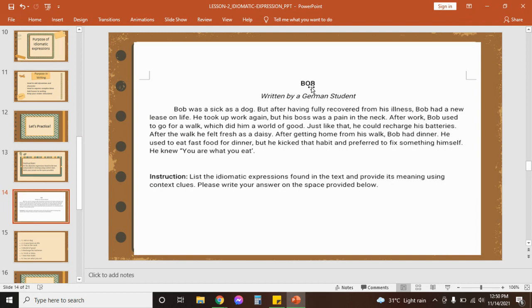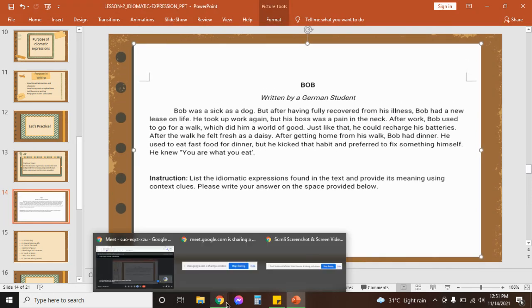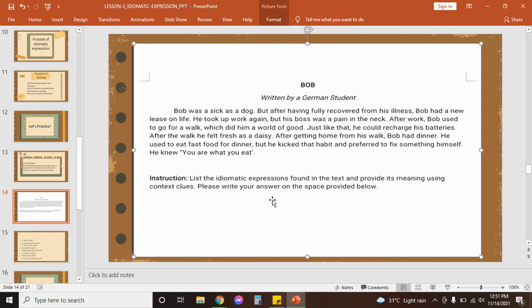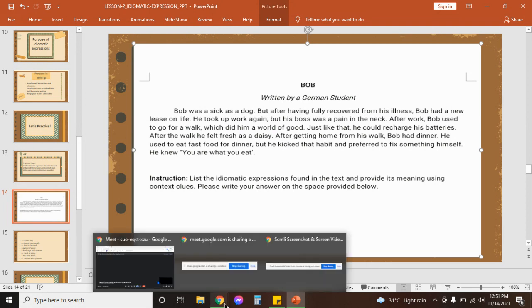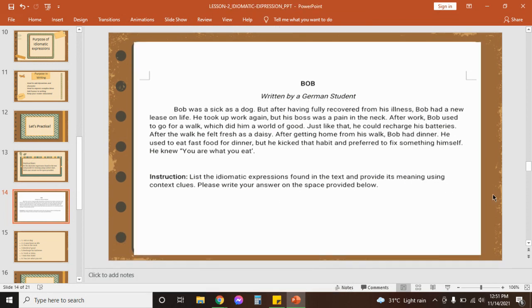Bob was as sick as a dog, but after having fully recovered from his illness, he had a new lease on life. He took up work again, but his boss was a pain in the neck. After getting home from his walk, Bob had dinner. He used to eat fast food for dinner, but he decided to fix something himself. He knew you are what you eat.